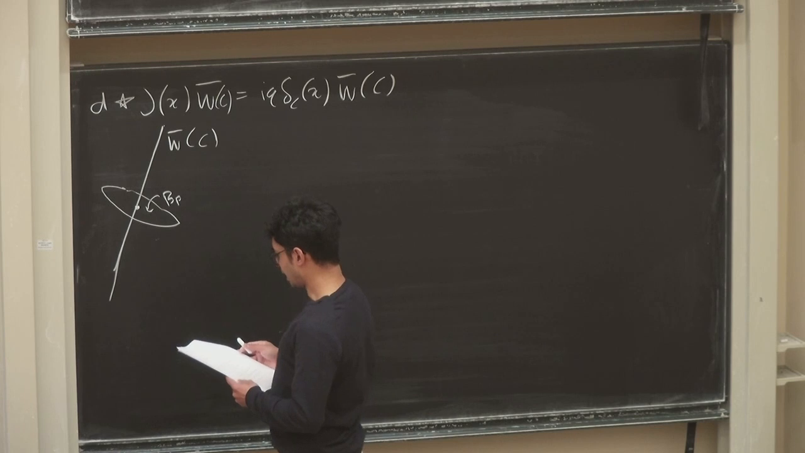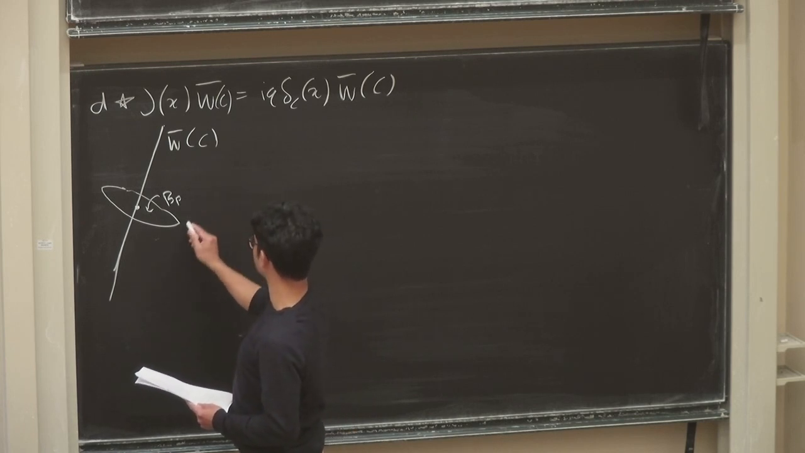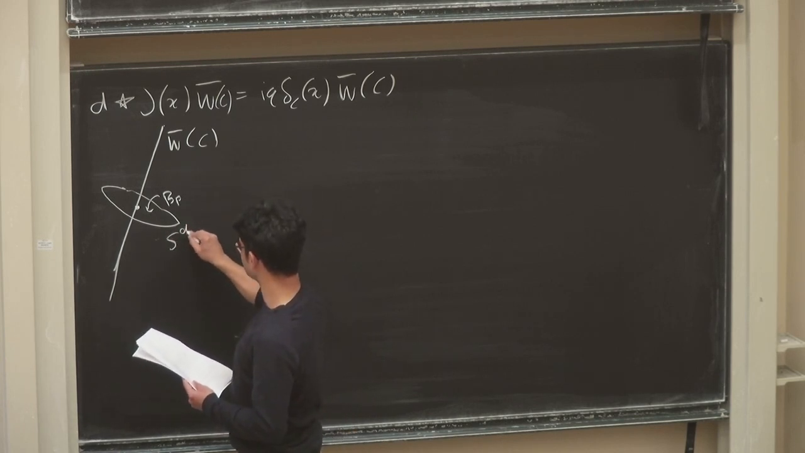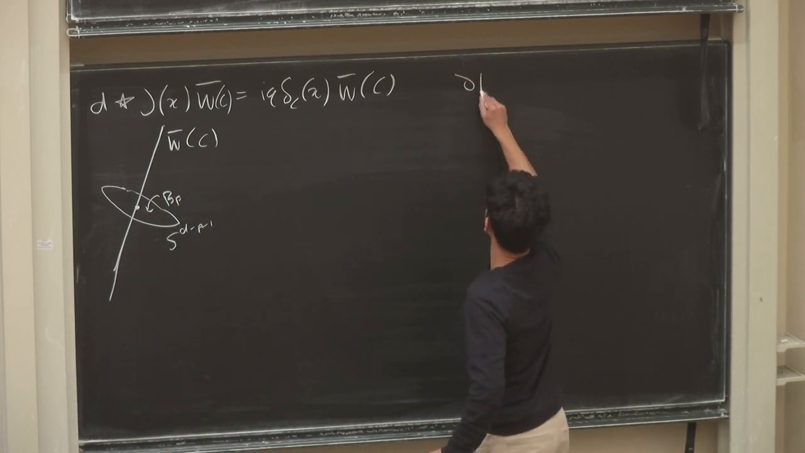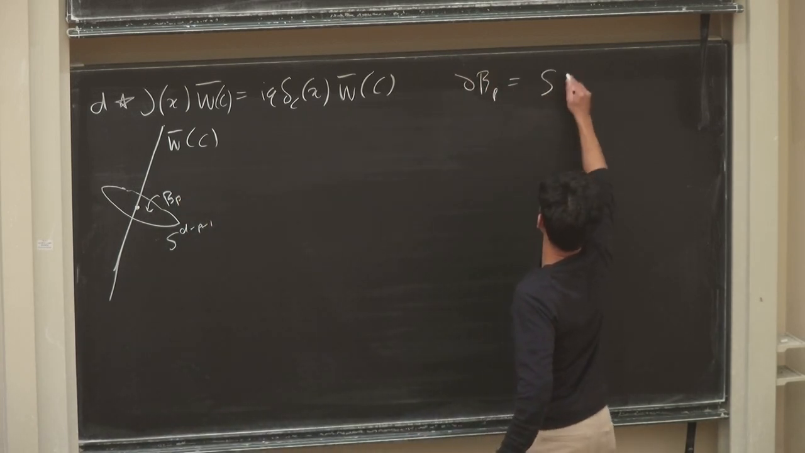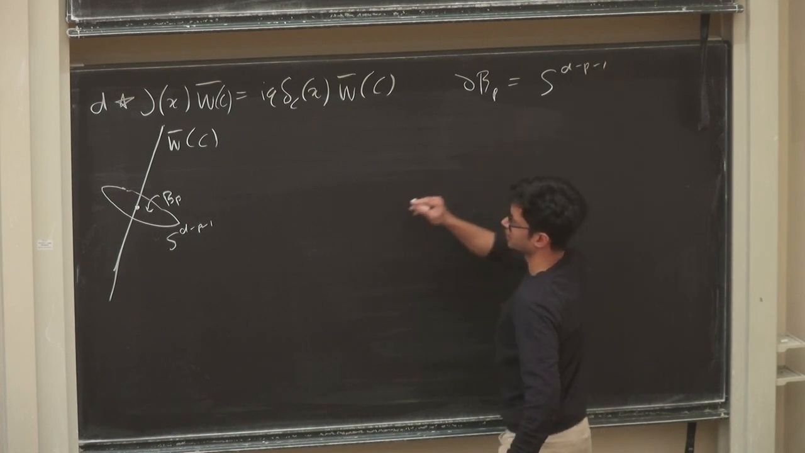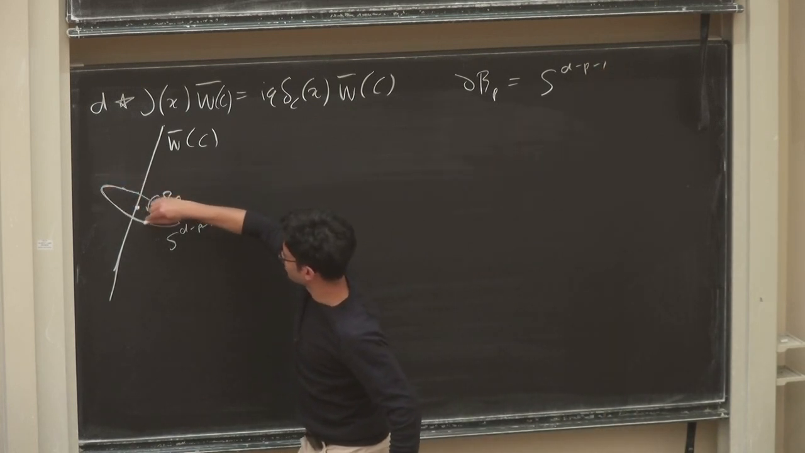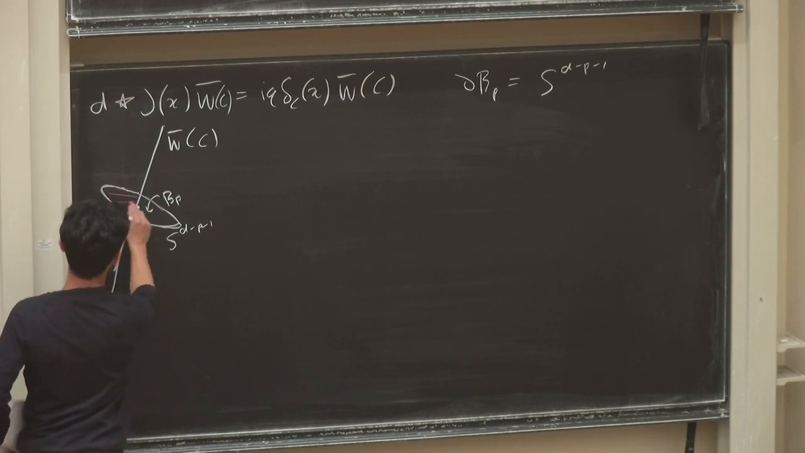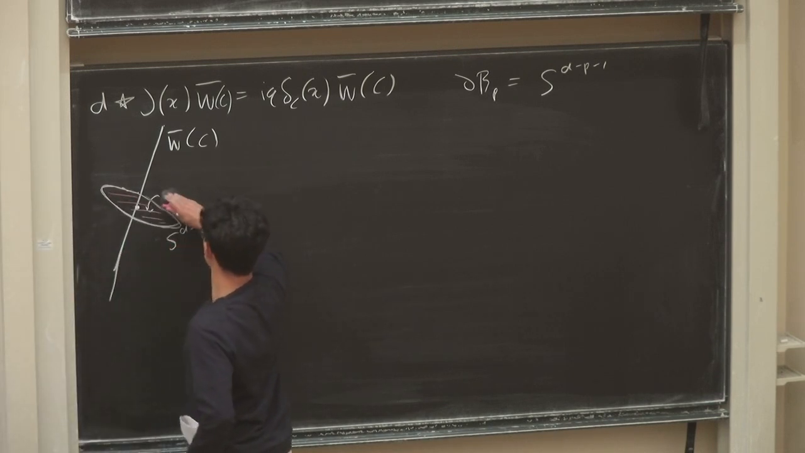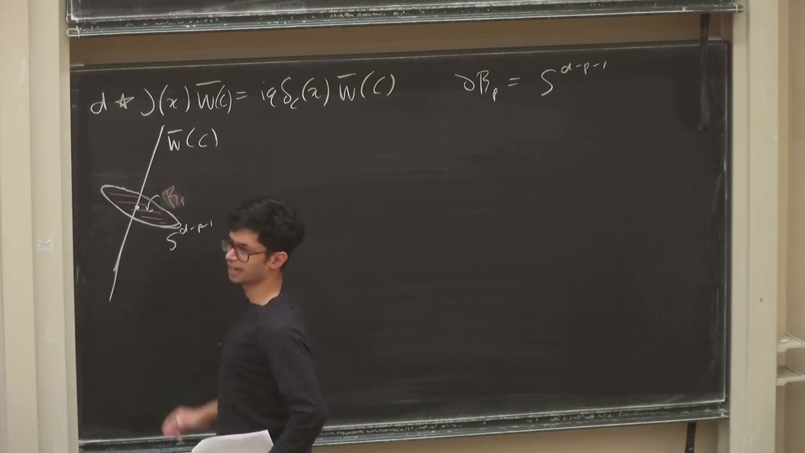Okay, and the boundary of this B ball is an S^(D-P-1) sphere. Let me just write that down. I have some B ball, and the boundary of that is S^(D-P-1). The ball is the inside.